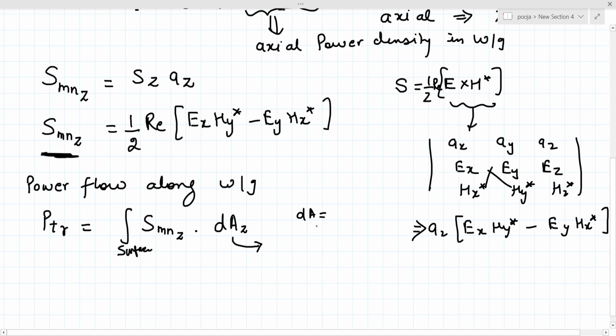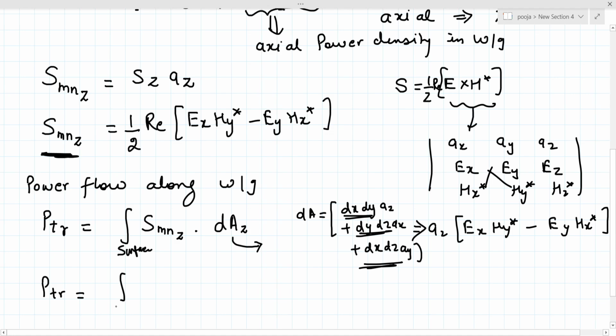So the area is also a vector quantity. It also has all three components: dx dy az plus dy dz ax plus dx dz ay. This is z component of area, x component of area, y component of area. So we require only z component of area, then only we could take the dot product here. So the power transmission along the waveguide is surface integral Smnz dot dx dy.